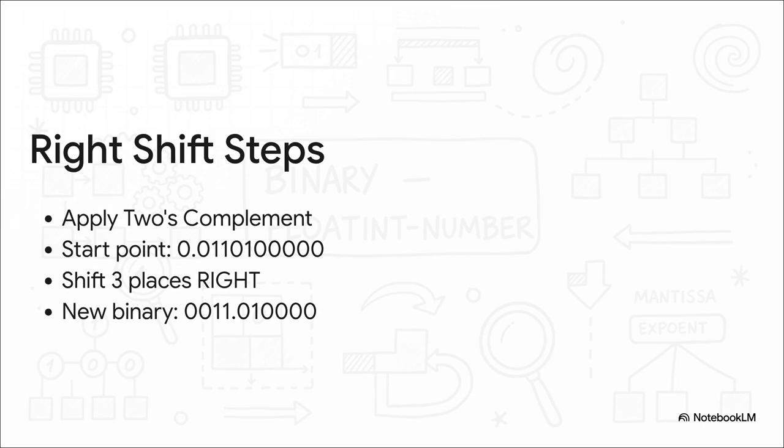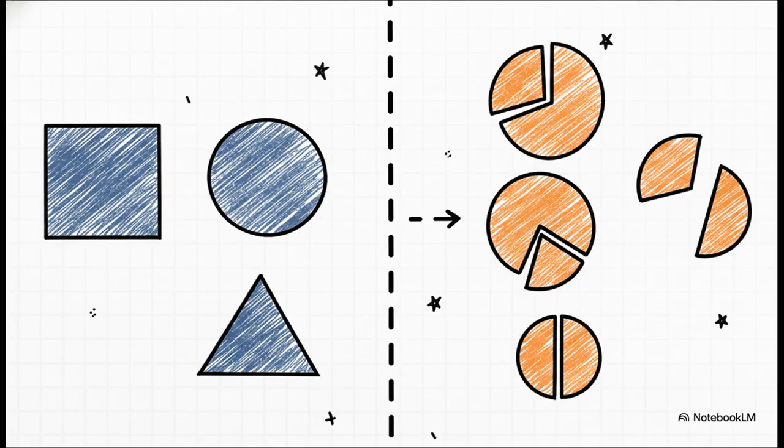The original mantissa had a leading 1. So we applied 2's complement, flipping the bits and adding 1. That makes our starting binary point 0.01101, followed by a bunch of trailing zeros. Next, we physically shift that decimal point 3 places to the right. It literally hops past the 0, past the 1, and past the next 1. So our new binary layout is 0011.010000. Now check out how easily we can decode this value.